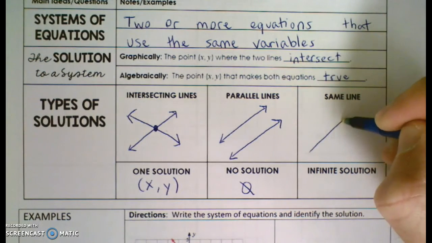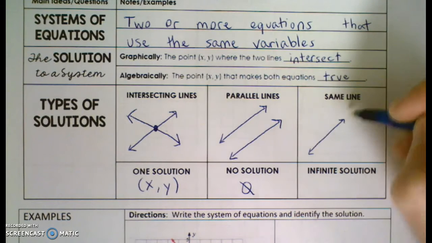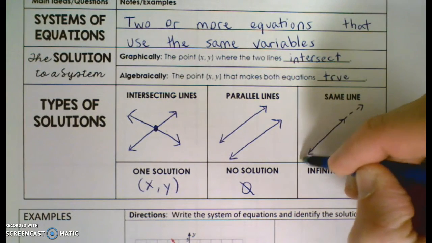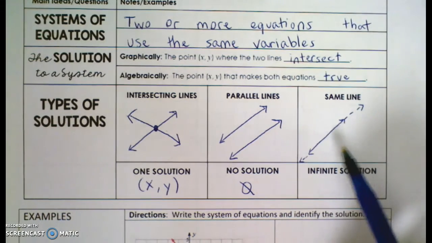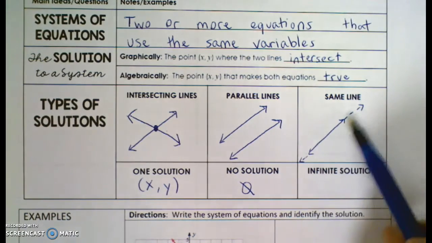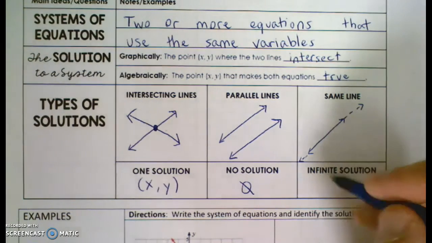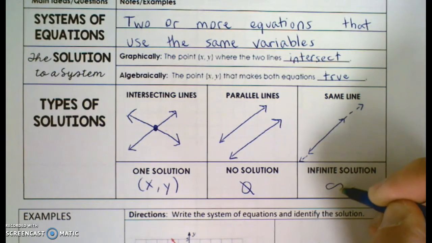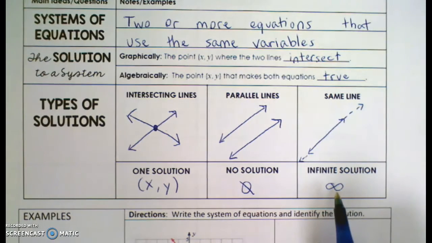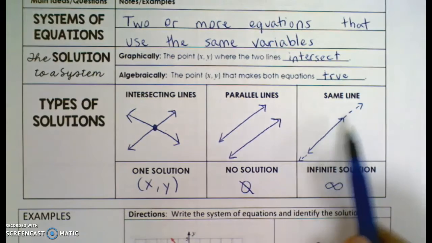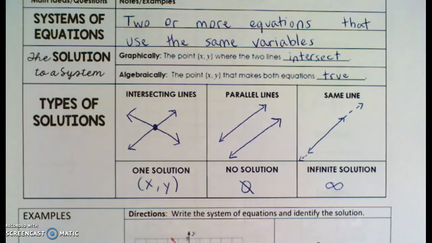And finally, the last type of equation you'll see are equations that are the same line. So really, it's the same line just written twice. So that's why I have the solid line and then the dotted line to show you that there are two lines, but they're actually the same. And they have what's called an infinite solution. So the symbol for infinity is this sideways 8, and this tells you that every real number works in both of these since they're the same line.